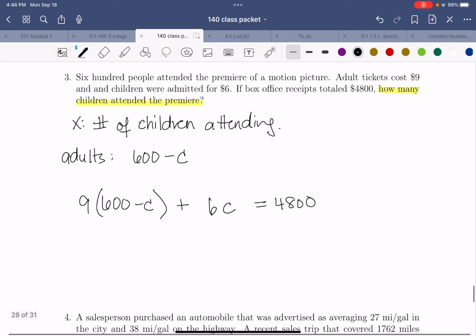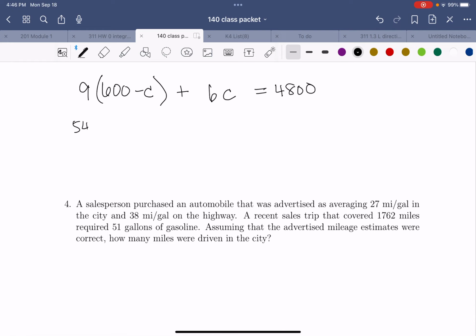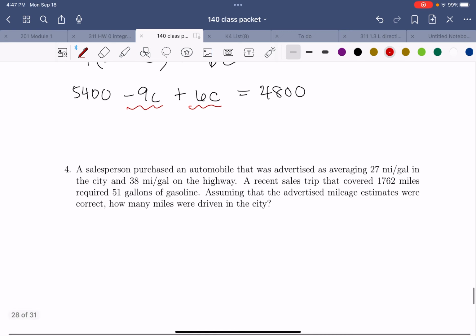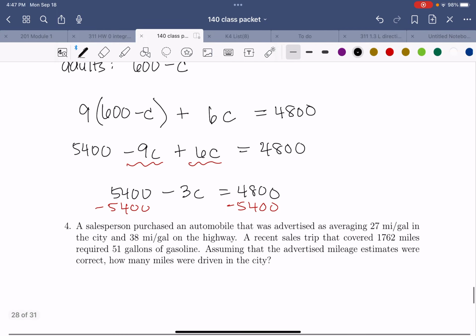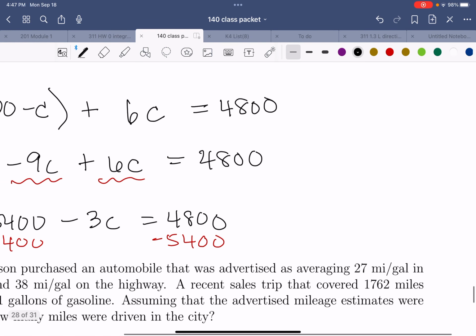And now I can go ahead and solve for C. So 9 times 600 is going to be 5,400 minus 9C plus 6C is 4,800. Then I'm going to combine my like terms. The things with C's are like terms, and that's going to give me 5,400 minus 3C is 4,800. Let's subtract the 5,400 from both sides. And that is going to give me negative 3C equals negative 600.